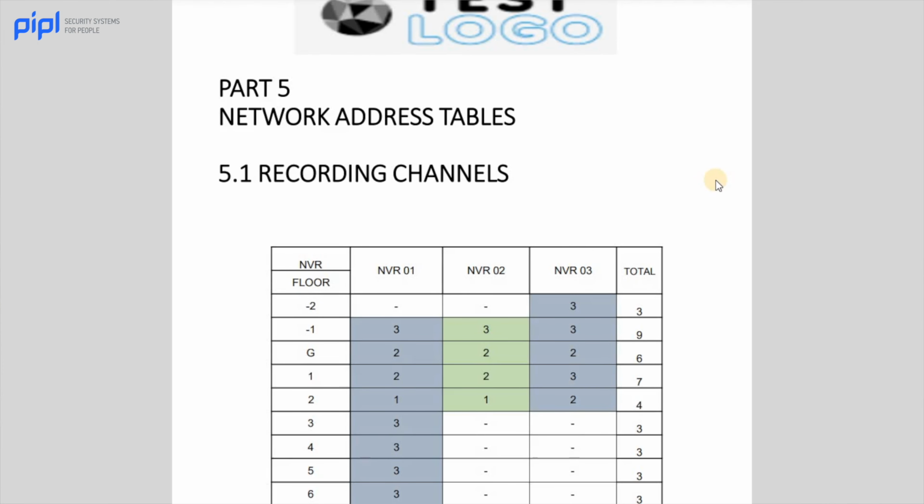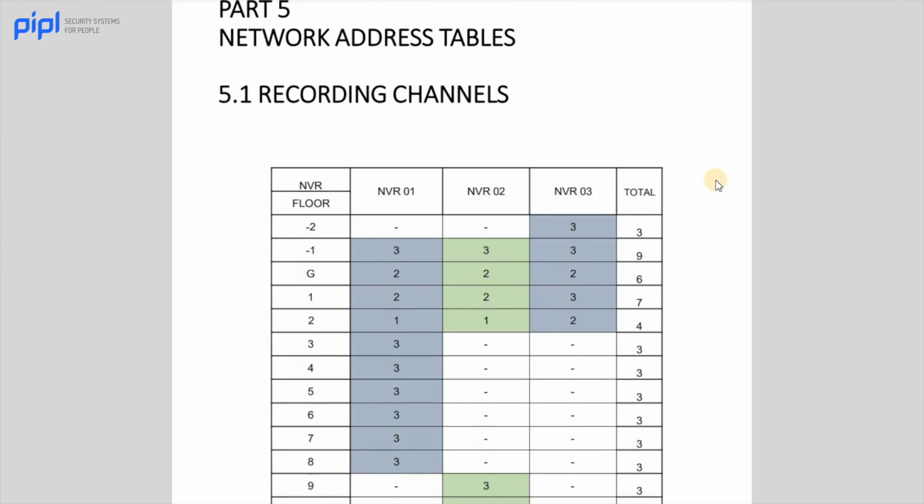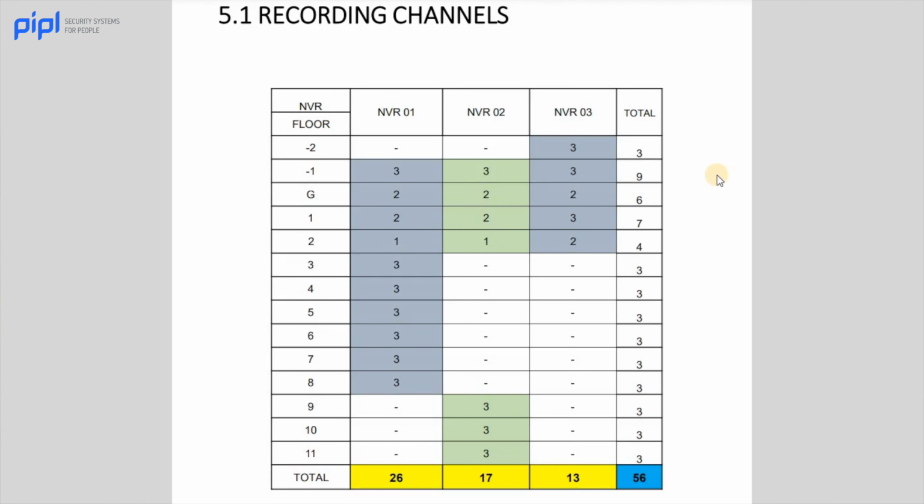Now, not everybody does this, but you can also do your network address table. That means every level, every floor, you see which NVR is controlling what.